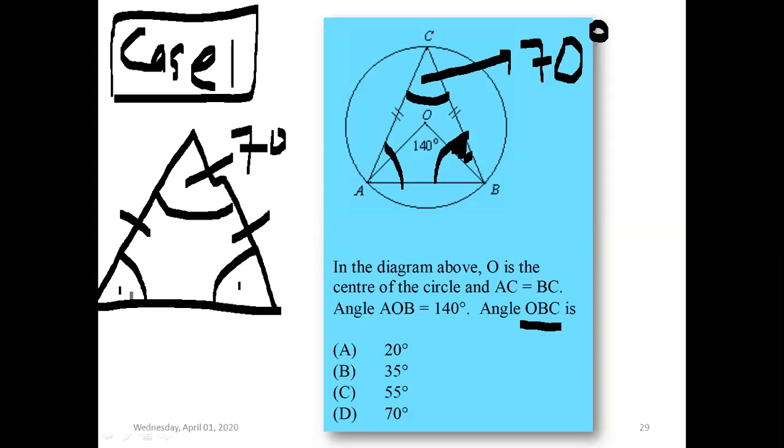Guys, come on, man. It can't be 20. What's 20 plus 20 plus 70? That's not going to give you 180. This has to be 55. Add these three numbers and you'll get 180. That's how you go.